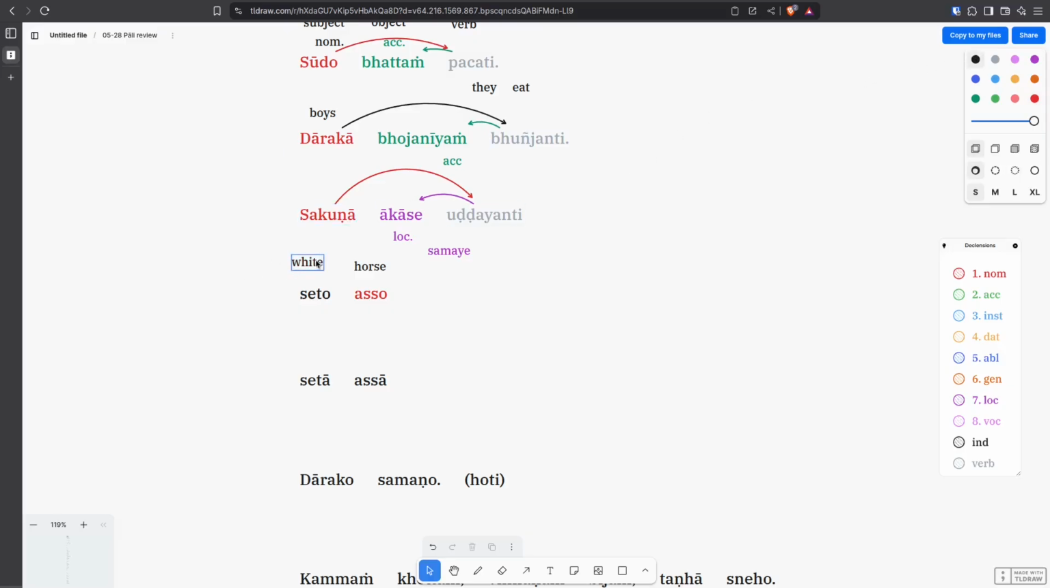So white would be seta, but the adjective always agrees in declension with the noun. So the seta becomes seto asso, right? Like that. If it's plural, then it takes the plural form. So there are horses which are white, seta assa.